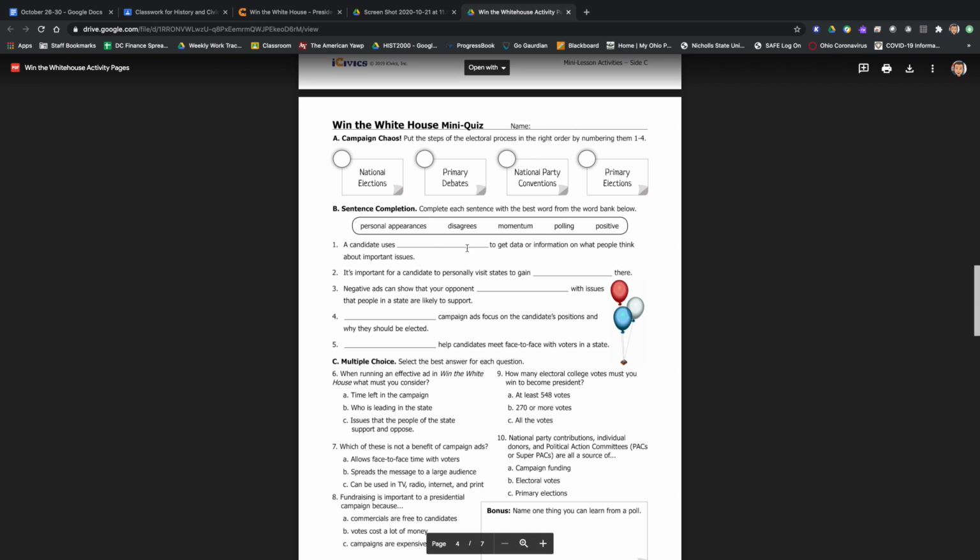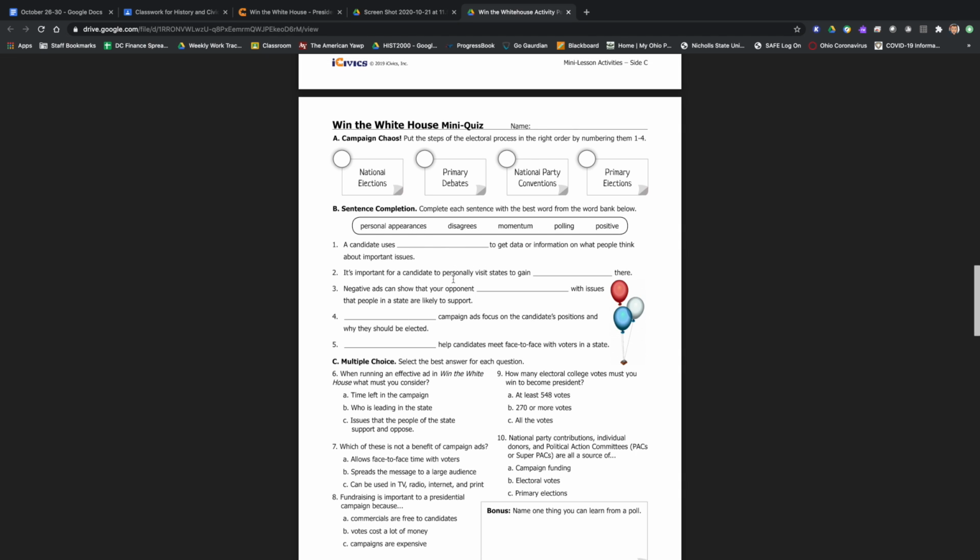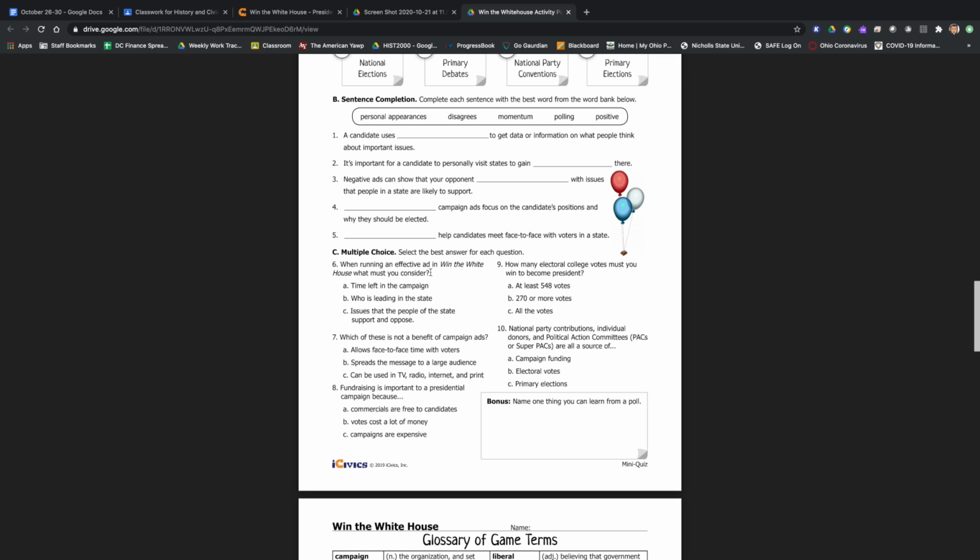You're going to use this word bank, and you're going to fill in what goes where. Next, select the best answer for each question. Notice it says the best answer. All right? So when running an effective ad in Win the White House, what must you consider? Which one of these did you have to consider before you ran an ad in Win the White House?